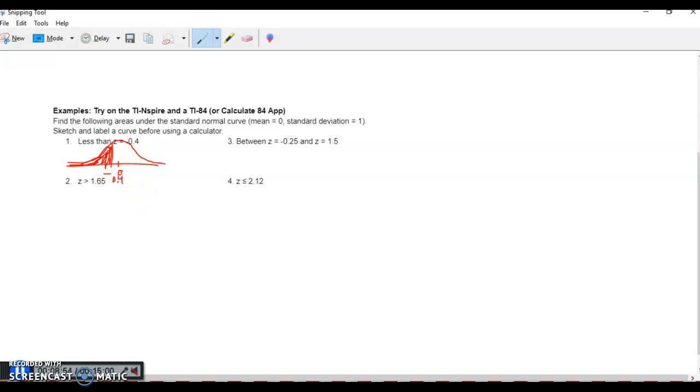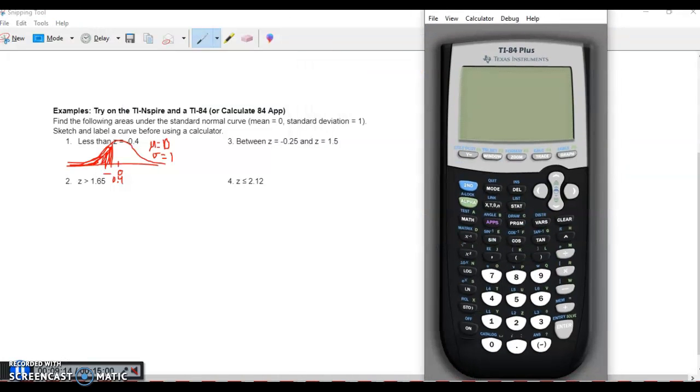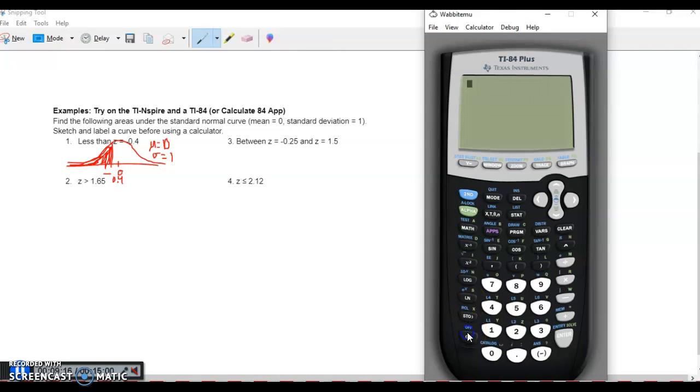Let me go ahead and write the standard deviation as well. So the mean is 0, standard deviation is 1. I'll just write them both up here, because I'm going to need that when I fill in the calculator. Oops, I wrote mean is 1. Sorry, that's a 0. All right, so in class we'll use the Inspires, but since you're at home, you either have an 84 on your computer, or maybe you have a regular 84. Or again, the app Calculate 84 will do this as well.